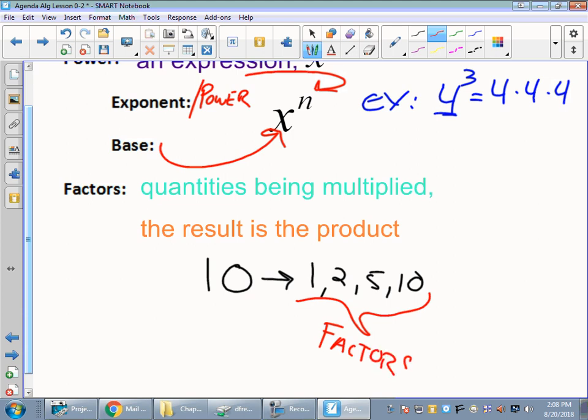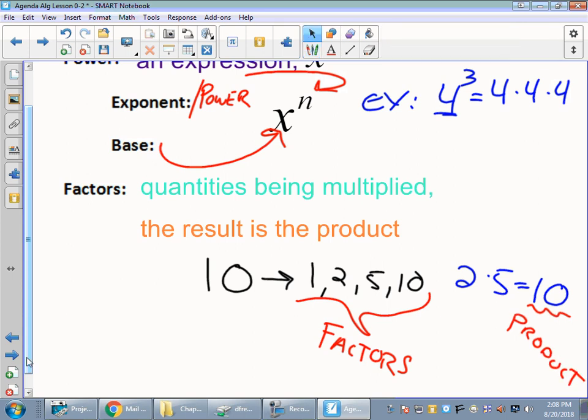Because you're going to multiply 2 of those to make your product. So if we took 2 of those, for example, 2 times 5 to get our answer 10. Well, then 10 in this case is our product. So factors are the numbers that multiply to get something, and the product is actually that answer when you multiply two factors.